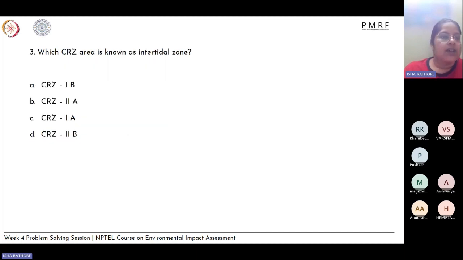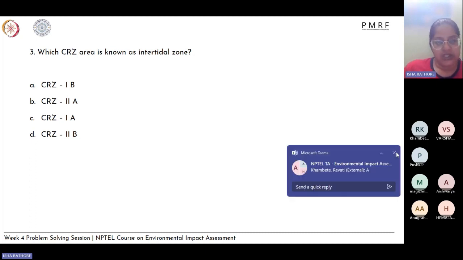Okay, moving on. Which coastal regulation zone area is known as intertidal zone? Is it A, CRZ1B, B, CRZ2A, C, CRZ1A, or D, CRZ1B? So we looked at the different coastal regulation zones. So the intertidal zone is between the high tide line and the low tide line. But what is the terminology for this coastal region zone? That is, what is the characteristic value which is given?